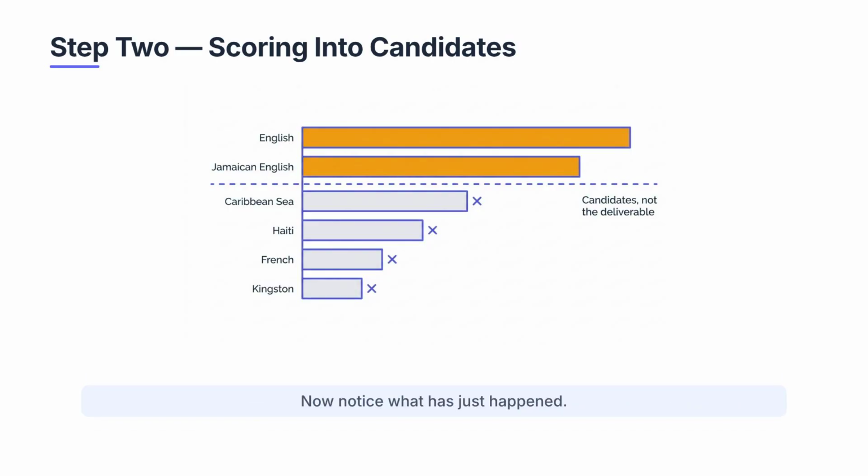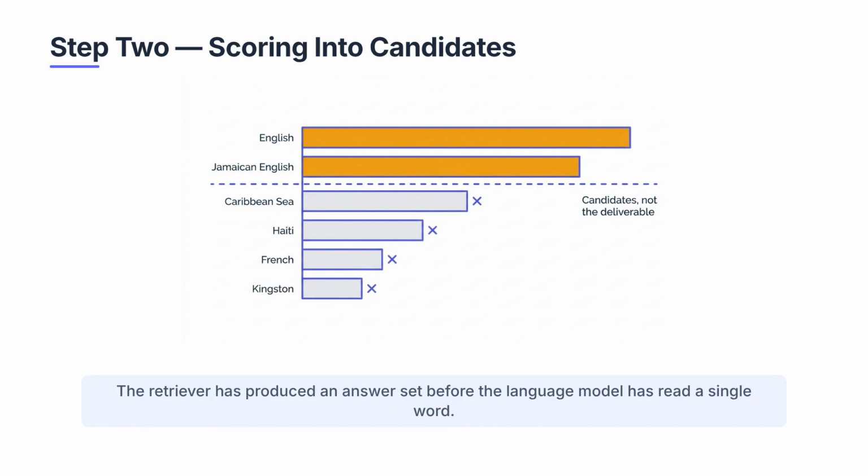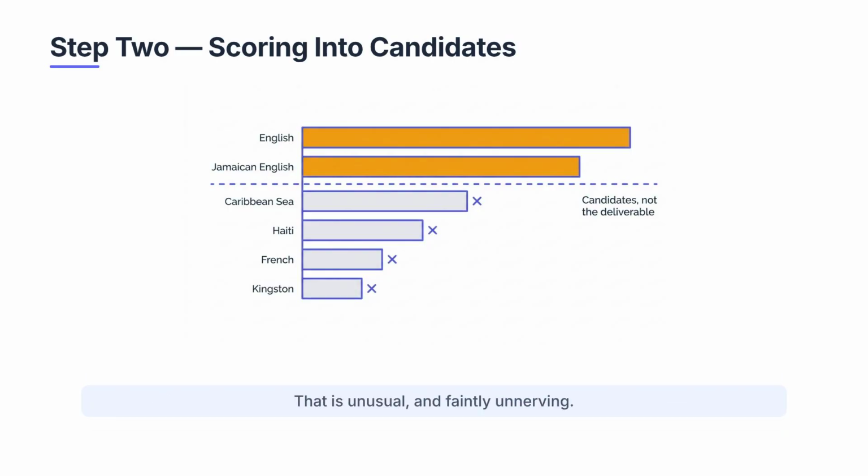Now, notice what has just happened. The retriever has produced an answer set before the language model has read a single word. That is unusual and faintly unnerving. But the candidates are not the deliverable. They are the anchors for the step that actually is.